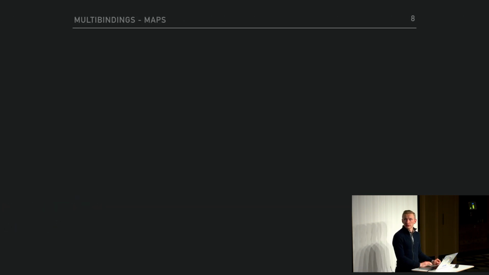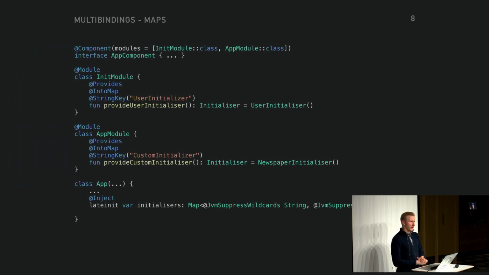Besides multi-bindings into sets, we can also multi-bind into maps. That works very similarly to sets, but it's also required to specify not only values, but also keys. By default, we can use the @StringKey annotation here, but if you're up for some configuration, then you can write some custom map keys with whatever types you like. And this example is pretty similar to the previous one, but here we can see that objects are injected with a map collection.